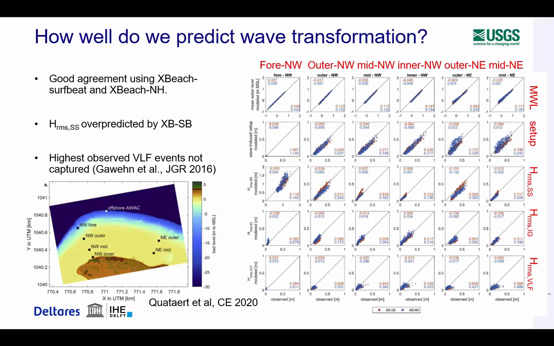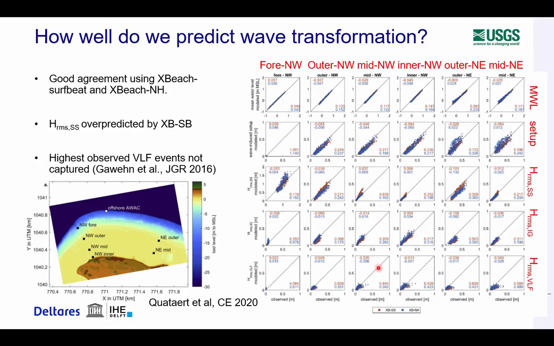So how well do we predict wave transformation? This is a plot from a recent paper by Ellen Quataert and myself and Curt Storlazzi, analyzing the computed wave properties across a reef in Roi-Namur, the same case that I've shown before. There are a number of stations here, which we plotted: the forereef, the outer reef, the mid-reef, the inner reef, and the northwest, and the outer and the mid-reef in the northeast. And then we plot the mean water level, the setup, and the sea swell, infragravity wave, and very low frequency components of the wave height.